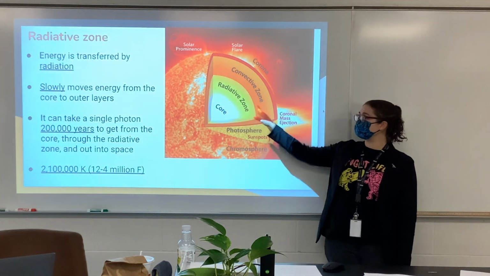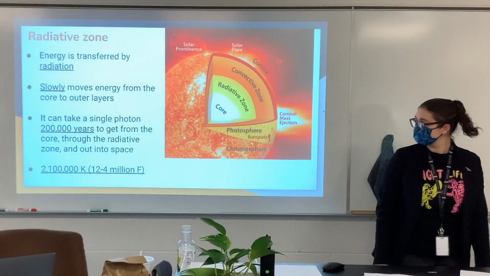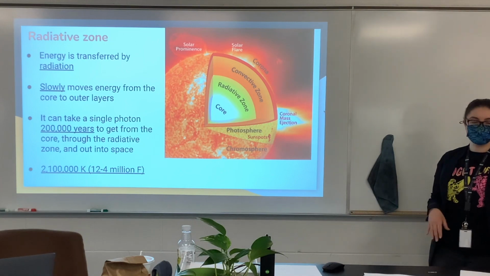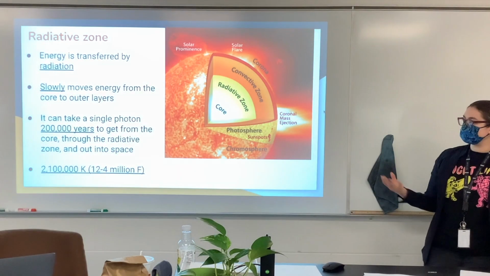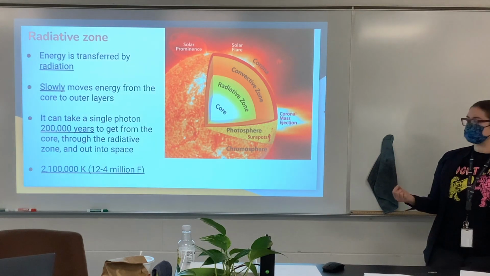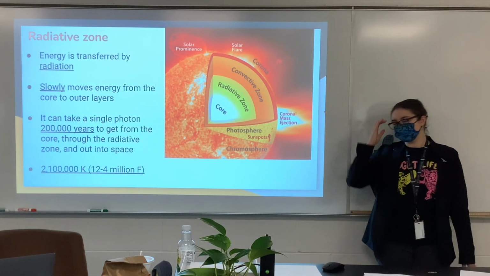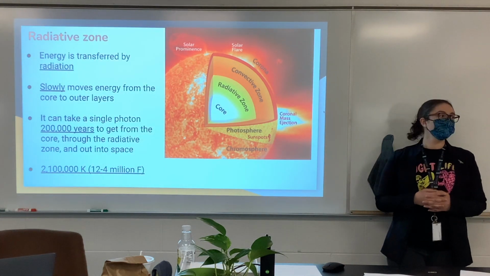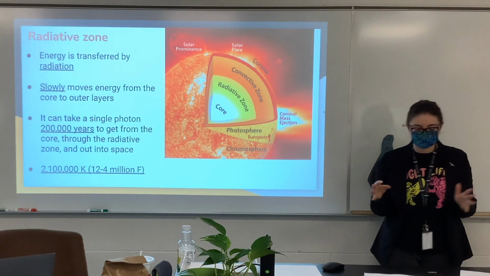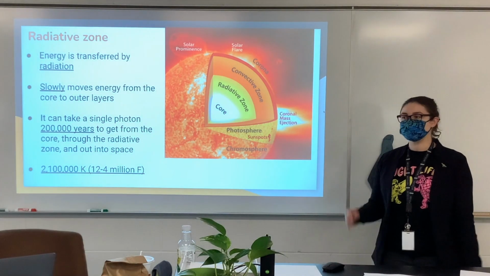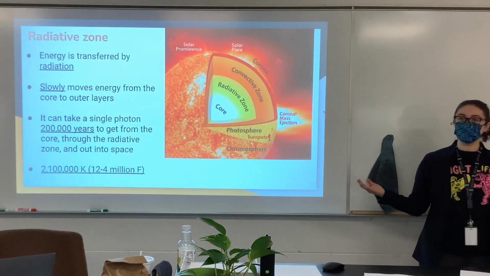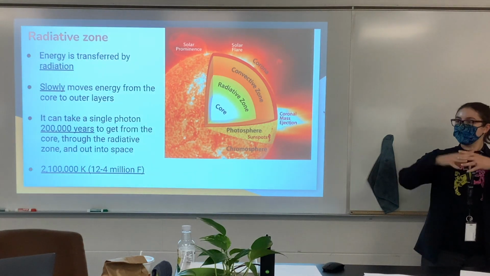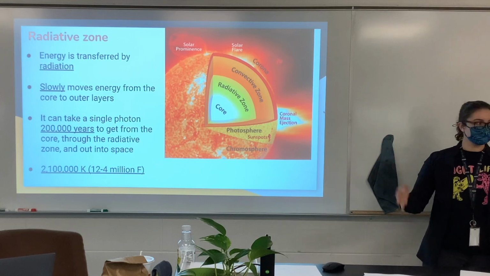So energy moves very, very slowly through the radiative zone. And the radiative zone is a little bit cooler than the core. It tends to be more like 2 million degrees Kelvin. Which, to give you a sense in Fahrenheit, that's like 3 to 4 million Fahrenheit. So still insanely high temperatures, but not as hot as the core, which is kind of what we'd expect, right? Like we would expect where the energy is being produced to be the hottest, and as we get farther away from that, to be cooler.